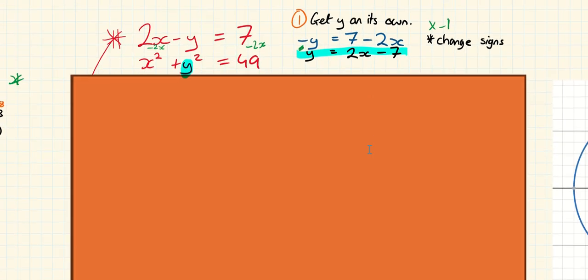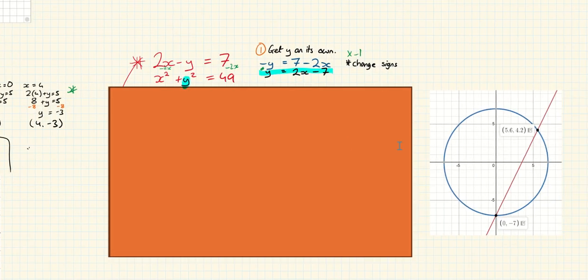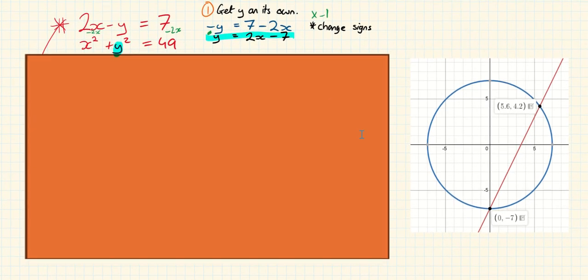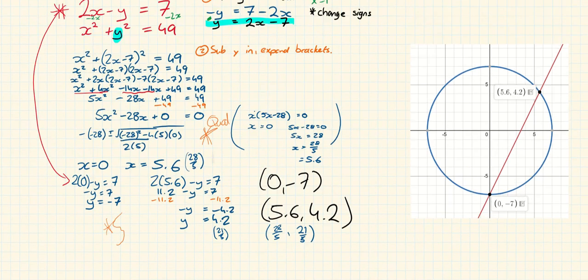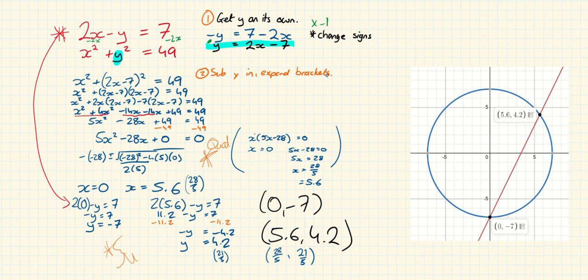So if you haven't done that, I will allow the solutions to come up. And here we go. So this one's actually going to have fraction answers, as you can see on the diagram. So you need to sub in y and then expand the brackets. And then you need to solve your quadratic. So there's your quadratic down there. And then you need to, of course, sub back in there. And that should get your 2 points: 0, minus 7, as we see there, and 5.6, 4.2, as we see up there.